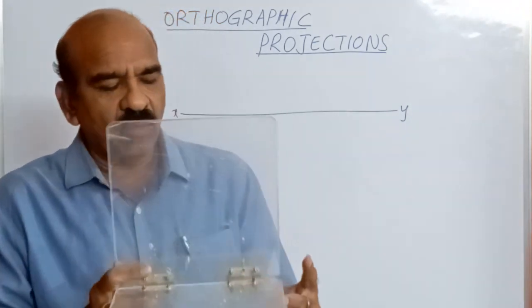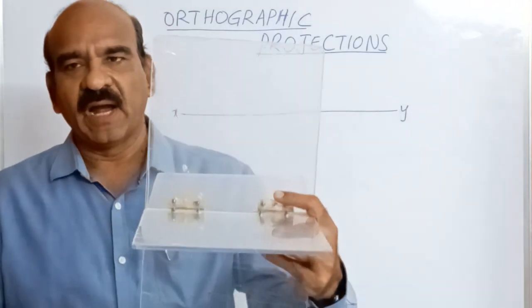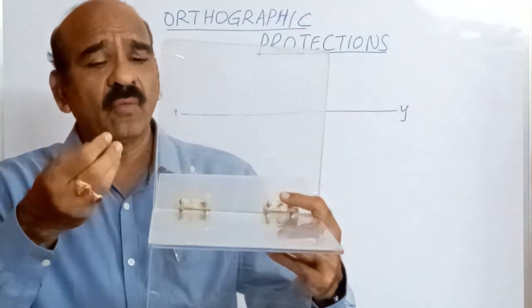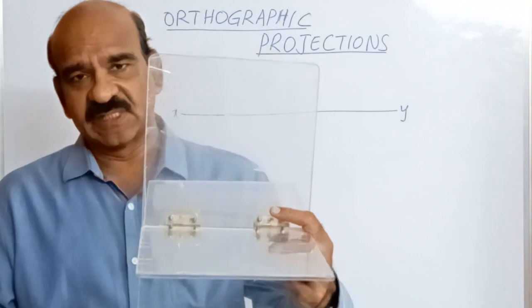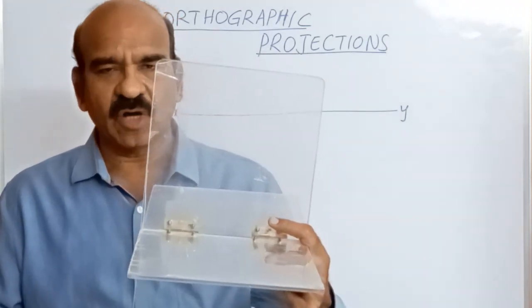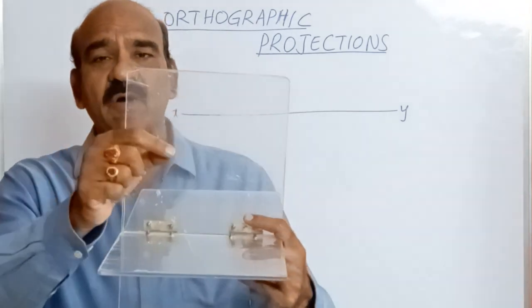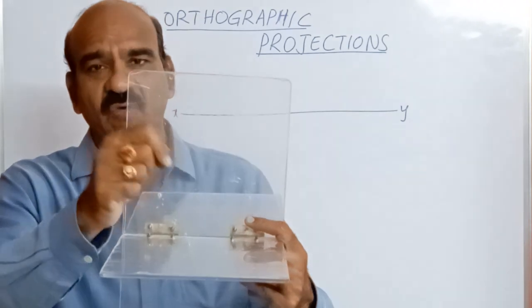Right. Now, we take the objects in different positions of these planes and we indicate their projections, how they look like in the front view as well as in the top view. Now coming to this, suppose we have an object in here in the first quadrant.